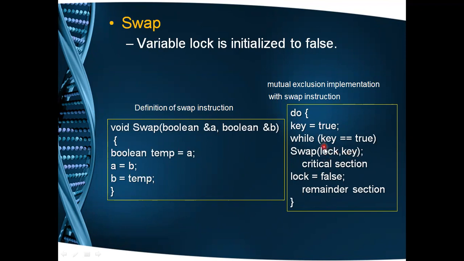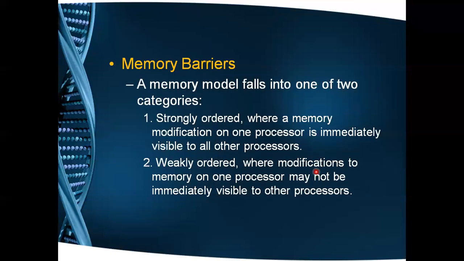Now lock is true, so the process is allowed to enter into the critical section to access the common data. After that, the lock is again set to false. So this is how synchronization is achieved using the swap instruction. These two instructions, test and set and swap, are hardware instructions which provide process synchronization.